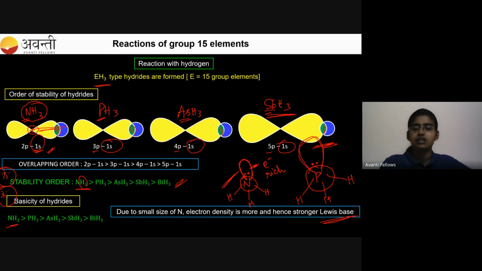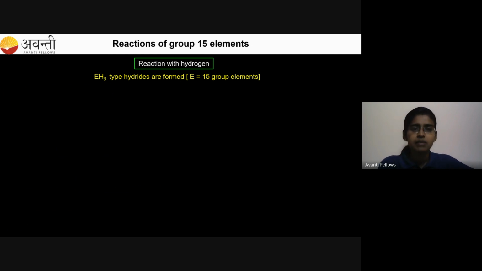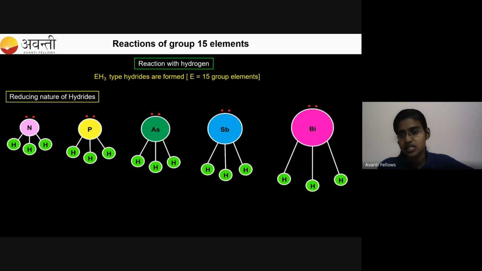Now the next type is reducing nature. So you can see NH3, PH3 till BiH3, and the structures are also shown to you. Now, what is the reducing nature of these hydrides? Which can reduce more, NH3 or BiH3? The answer is BiH3.